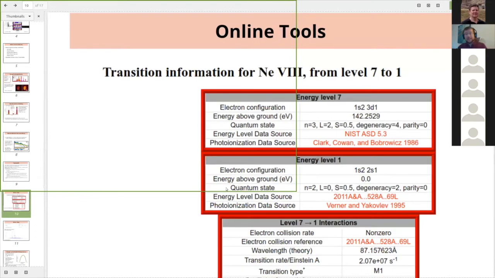Another thing we've updated is our online tools. We've had this web guide for a very long time. You've always been able to go there and ask it what lines appear in this wavelength range, what transitions are here, what is that transition? When you say the transition is 7 to 1, what is it? And it tells you all the electron configurations and the energy level sources and so on and so forth.